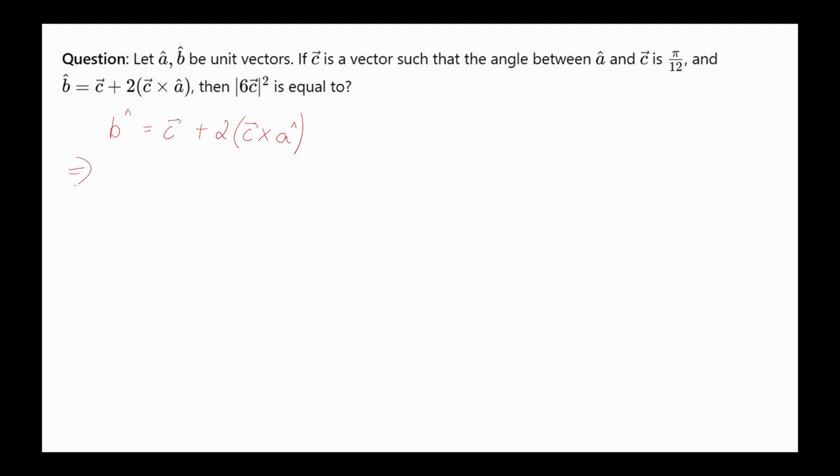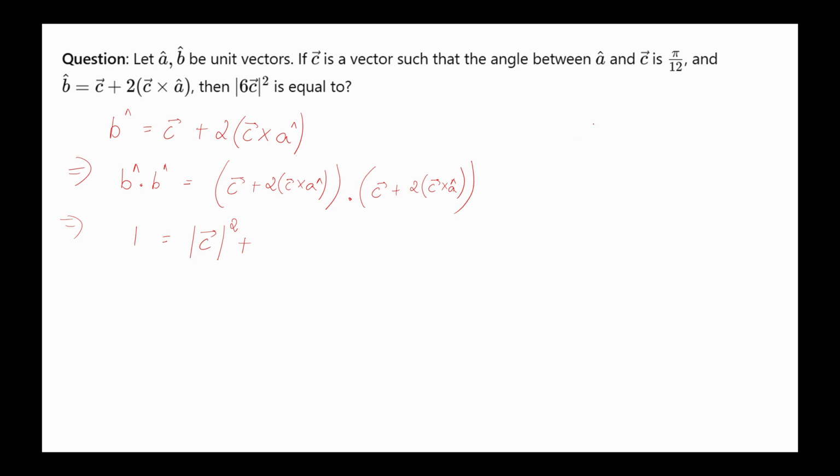So what I'm saying is B cap dot B cap. We are dot producting this entire equation with itself. So this becomes C vector plus 2 times C vector cross A cap, dot C vector plus 2 times C vector cross A cap. Now let us try to solve this. Of course, B cap dot B cap would give us 1. It's a unit vector and the angle between them is 0 and cos 0 is 1, so 1. This can be equal to C vector dot C vector. So this will give us C vector whole square, plus, now what about this one?